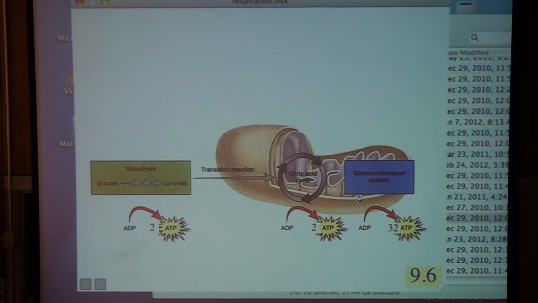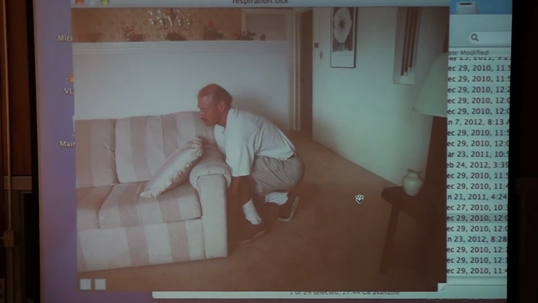Okay, so I was about to say a minute ago, the glycolysis step is the only step of the whole process that does not require oxygen to occur. So if there's no oxygen around, the transition step, Krebs cycle, and electron transport system just don't work. They just shut down.